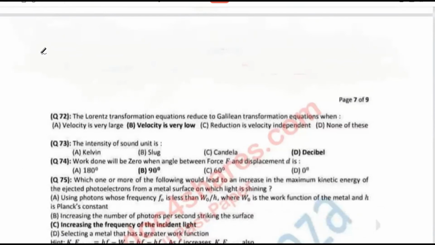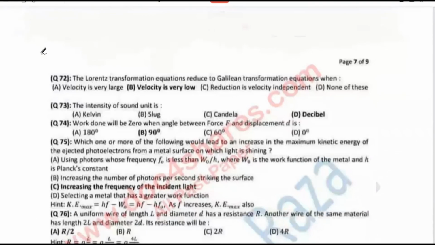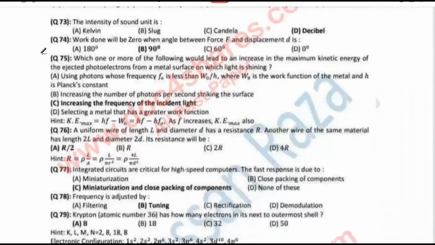75, in which one of the following is the work done zero, when the angle between the force and the displacement D is 90 degree. Which one of the following would lead to an increase in the maximum kinetic energy of the ejected photoelectrons from a metal surface on which light is shining? So the answer is C, increase the frequency of incident light.